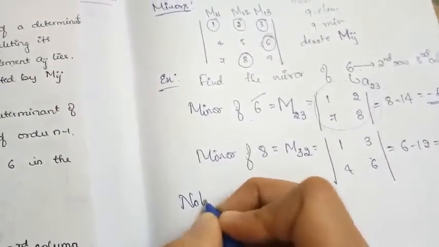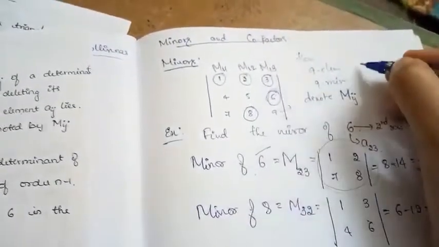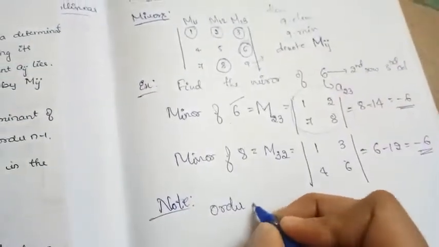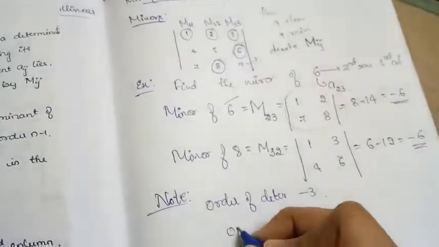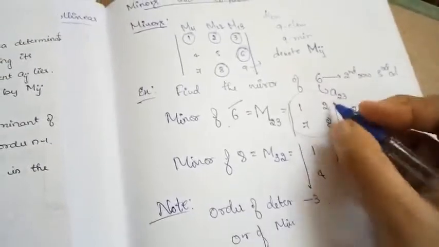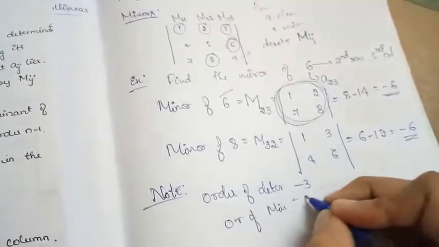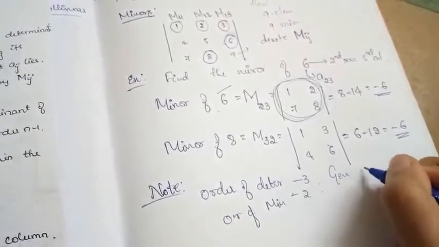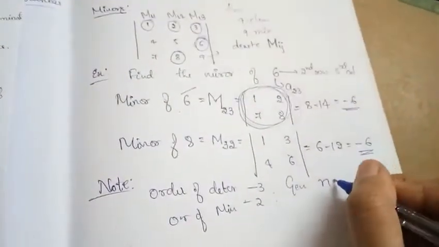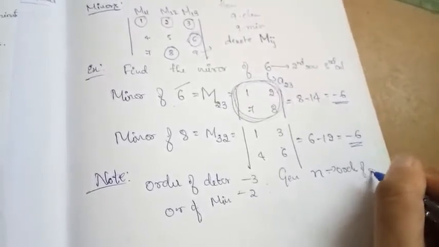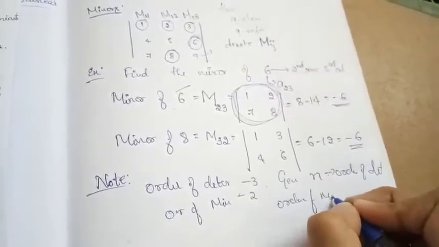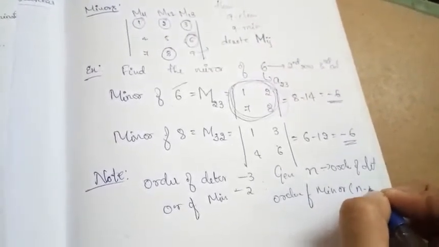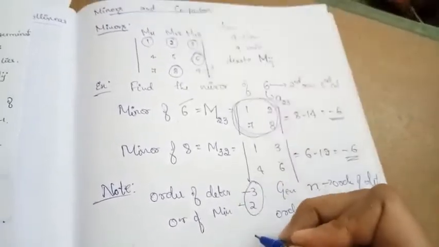One thing which you need to observe here is the order. What is the order of the determinant? The order of the determinant was 3. But what was the order of the minor? While finding the minor, the order was 2. So in general, if the order of the determinant is n, then the order of the minor is n minus 1. You can see here, this is 3 minus 1, that is 2.